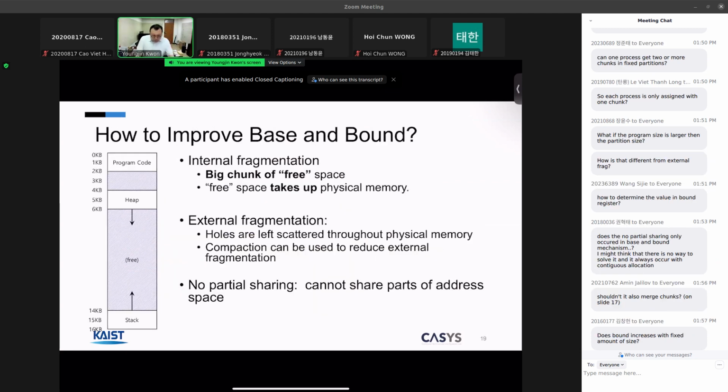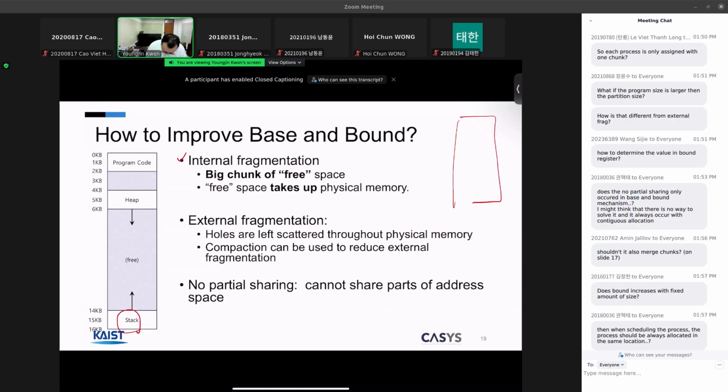Okay. The next design is improving the base and bound. Base and bound has internal fragmentation. In the big chunk, the application can use stack, heap, and code, and there's some free place in the middle. But despite that, in base and bound, the OS has to allocate a big chunk, which causes severe internal fragmentation. The first problem. The second problem is external fragmentation in base and bound, and no partial sharing.